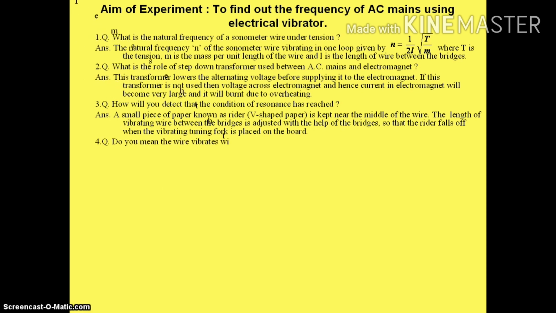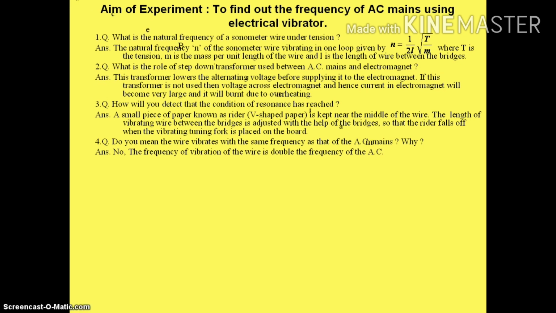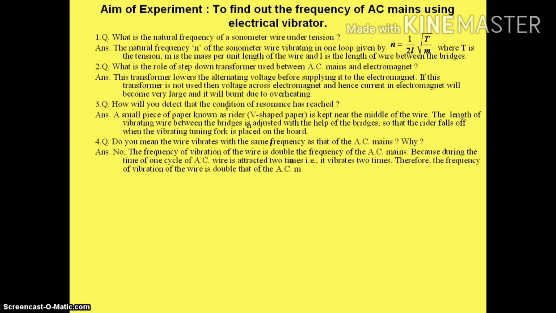So next question is, do you mean the wire vibrates with the same frequency as that of the AC mains? No, the frequency of the vibration of the wire is double the frequency of AC, because during the time of one cycle of AC, wire is attracted 2 times, right? During one cycle, meaning crest, then trough, the wire is attracted 2 times, that means it vibrates 2 times. Therefore the frequency of vibration of the wire is double that of AC mains.